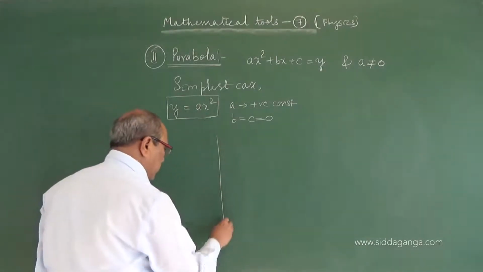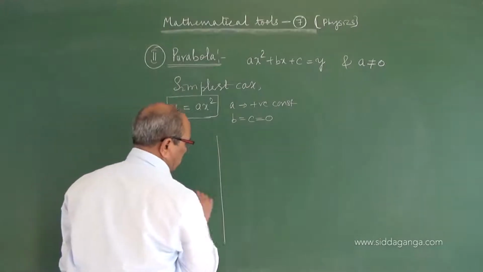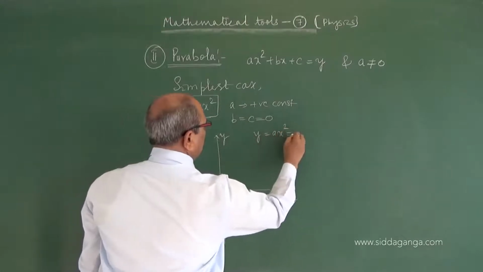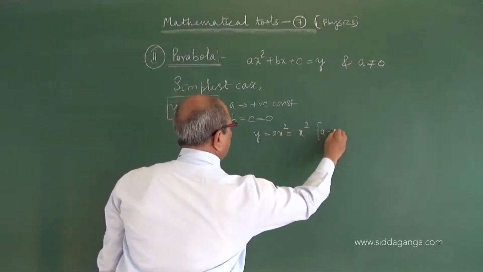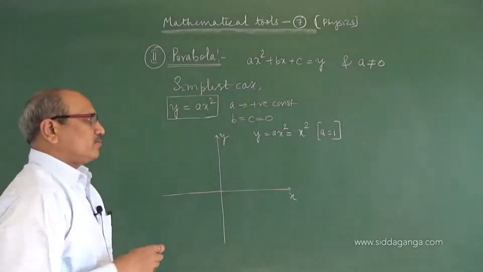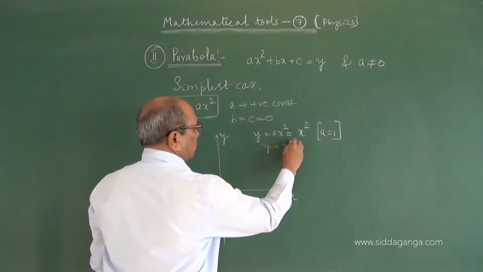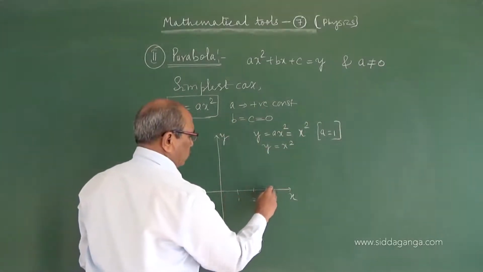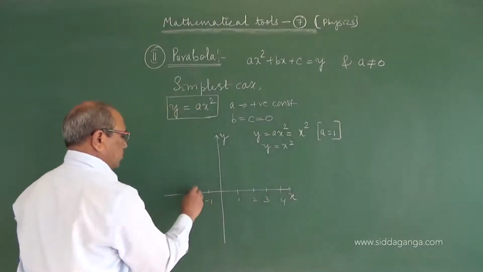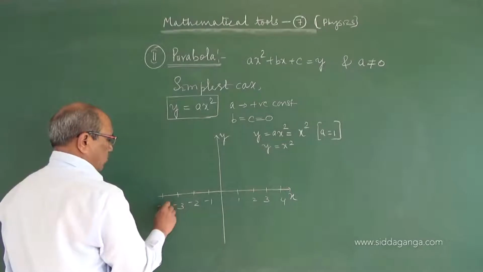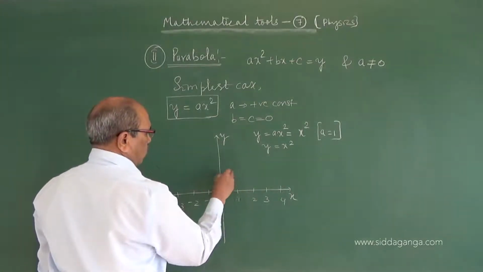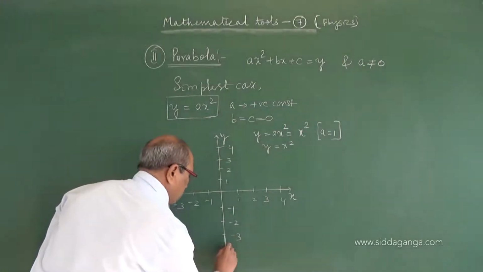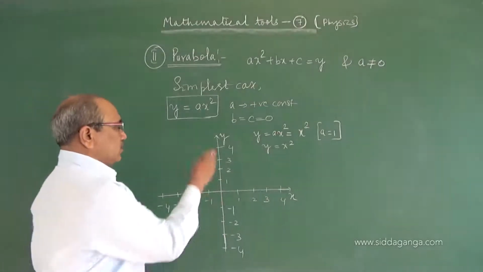So if you put different values there, I take y equal to ax square, and I can write x square, if I take a equal to positive 1. Now we have to give different values for x and find the value of y. Let it be 1, 2, 3, 4 like that, and here minus 1, minus 2, minus 3, minus 4. This is the coordinate system.